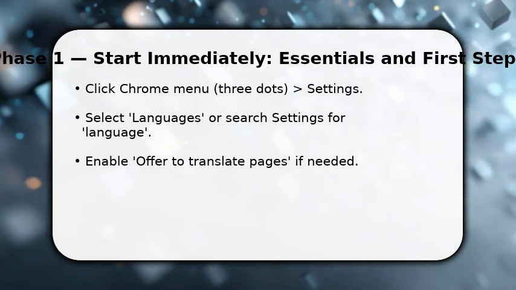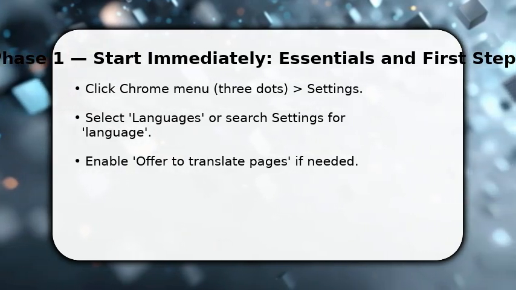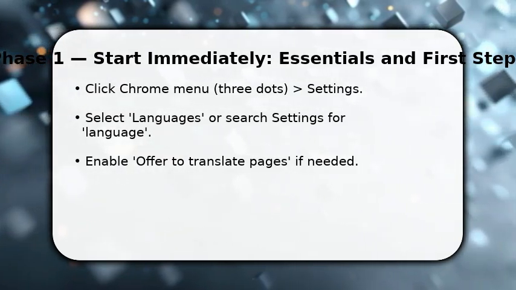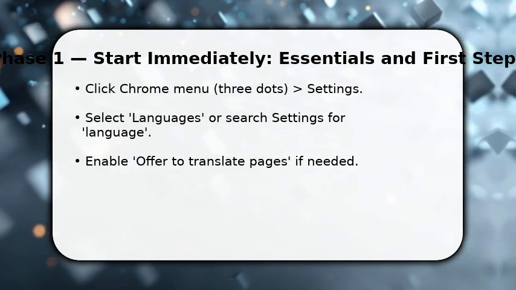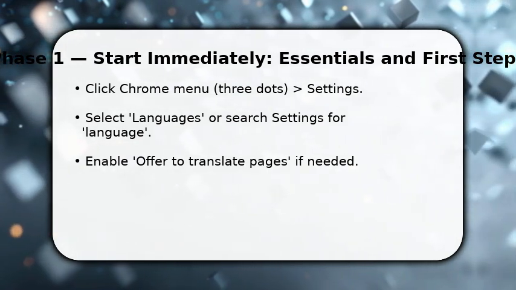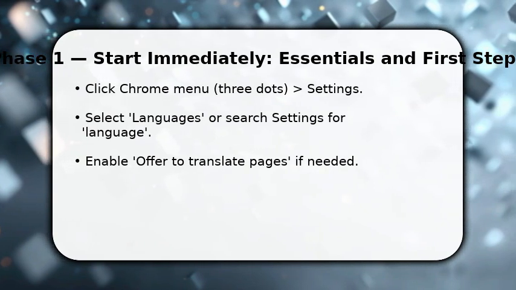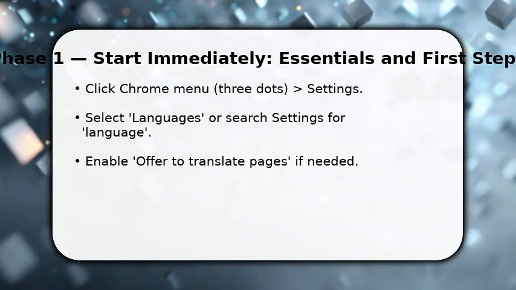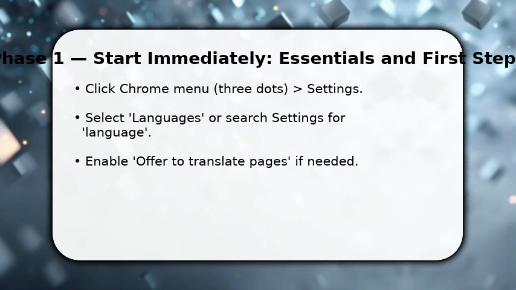Enjoy the video. You start inside Chrome, open the menu 3 dots, and go straight to Settings to save time. Once in Settings, type Language in the search box or tap the Languages section. This targets the options you need. You want to see the list of languages and the button to add languages.